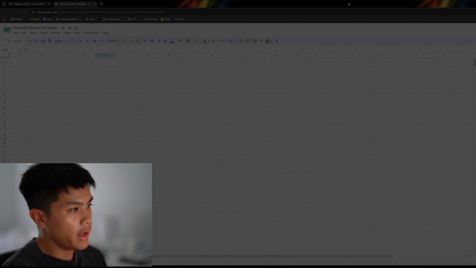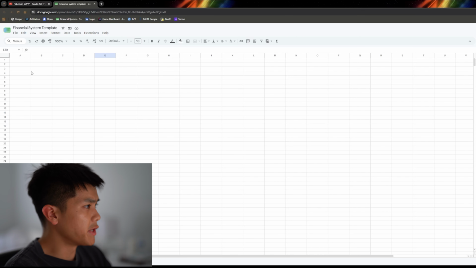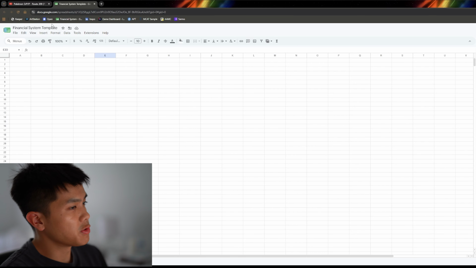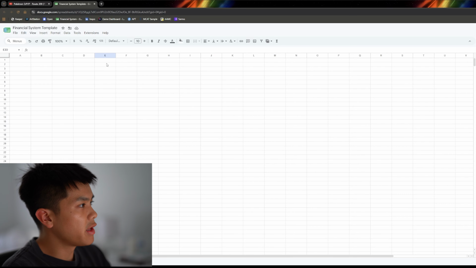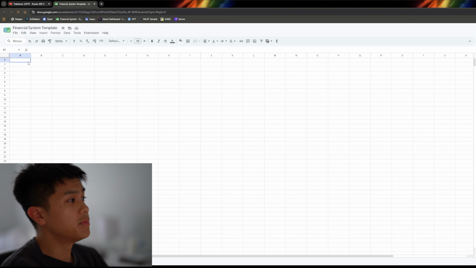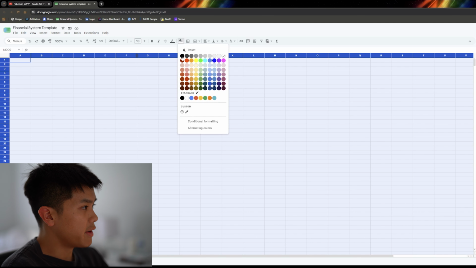And so the way I started thinking about this is creating some sort of very simple financial system template on Google Sheets that I can use pretty much every single day. We're actually just going to create it right here, plain and simple. I'm going to start off by making everything black.